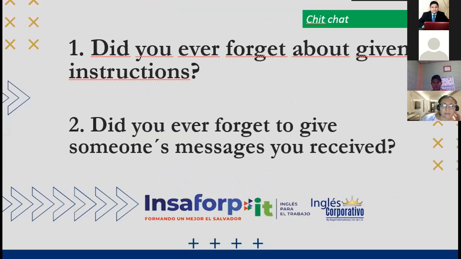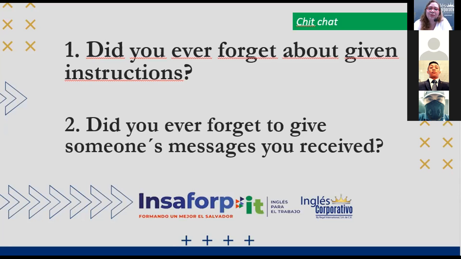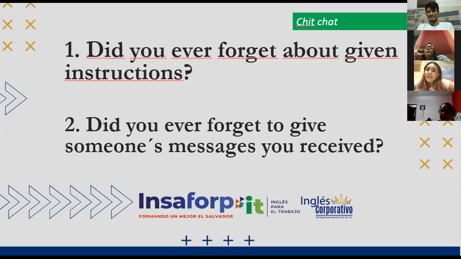En una plática, ¿verdad? Platicando, sí, platicando. Talking. Let's read the first question and you give me your opinions about this or what happened. If you had an experience, you could tell us about the experience when you forget this thing. So the question is, did you ever forget about given instructions? ¿Alguna vez se les olvida a ustedes alguna instrucción que les dieron?